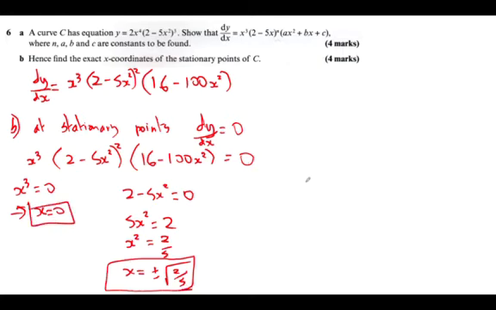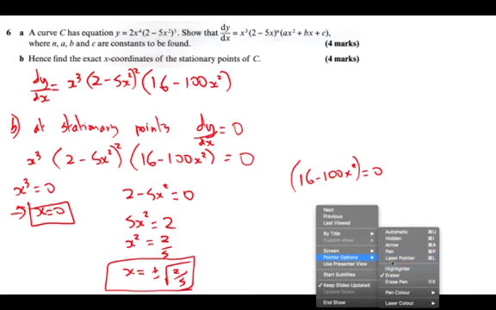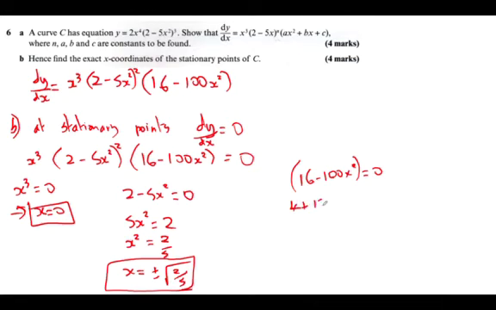Okay, and then 16 minus 100x squared must equal 0. Alright, now what's this an example of? 16 is a square number, 100 is a square number, x squared is a square number, so I get the difference of two squares. So (4 plus 10x)(4 minus 10x) equals 0. Okay, and that gives me x equals minus 0.4, or x equals 0.4.